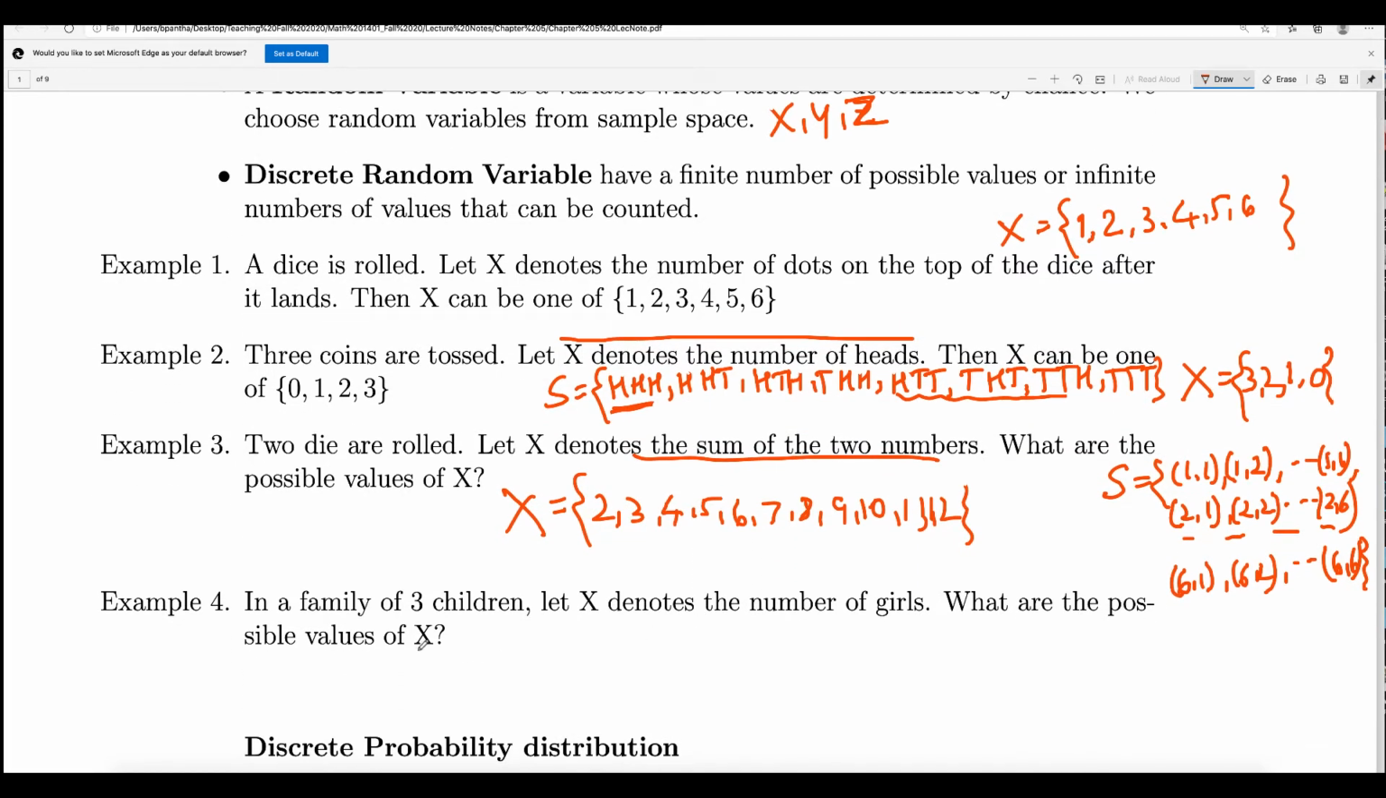In a family of 3 children, let X denote the number of girls.